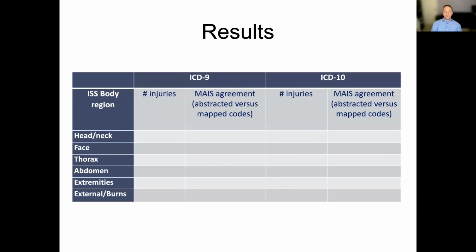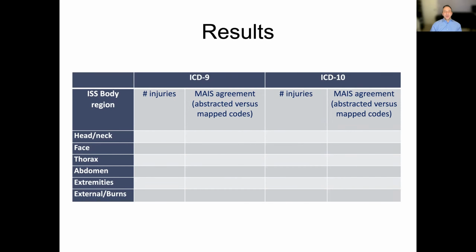So this table looks at paired ICD-9 and ICD-10 codes. We have the number of injuries, and then the maximum AIS agreement of abstracted versus mapped codes. And then we have the 6 body regions. So what does max AIS agreement mean?